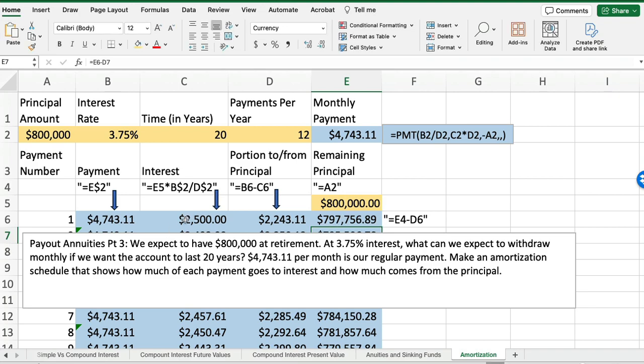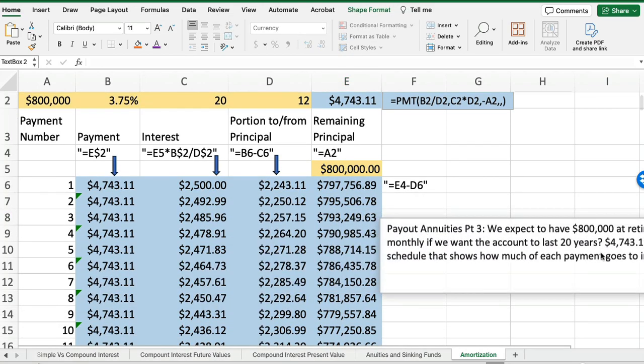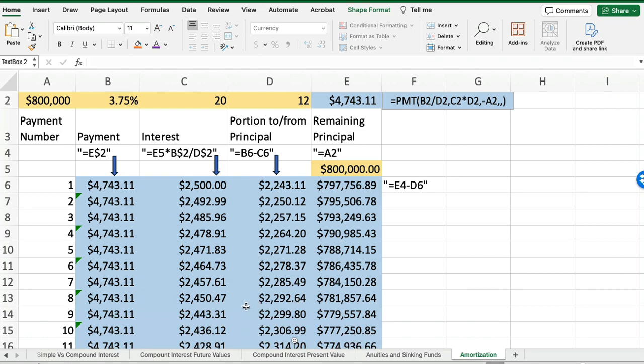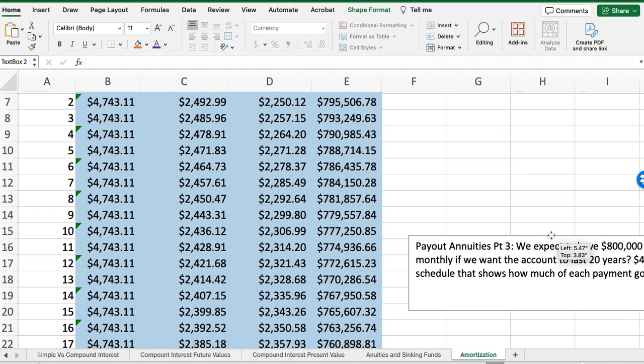Okay, so we calculated our interest. We calculated the portion that went to the principal in row 6. And we can see that after our first payment, our principal went down to $797,756.89. So let me just move this off to the side for a second.